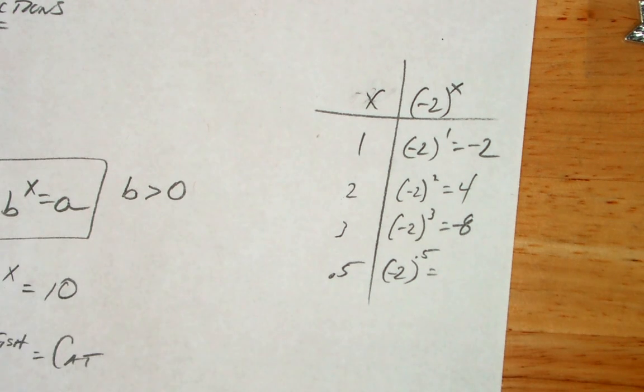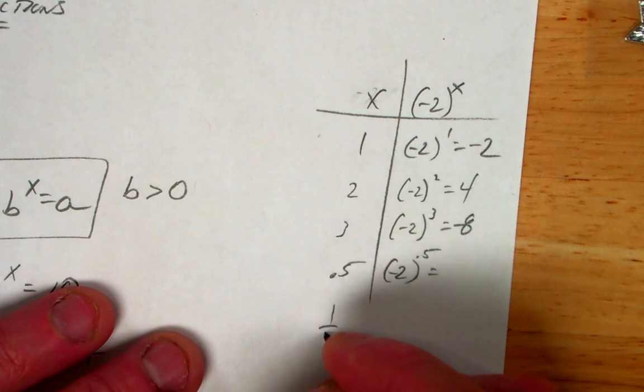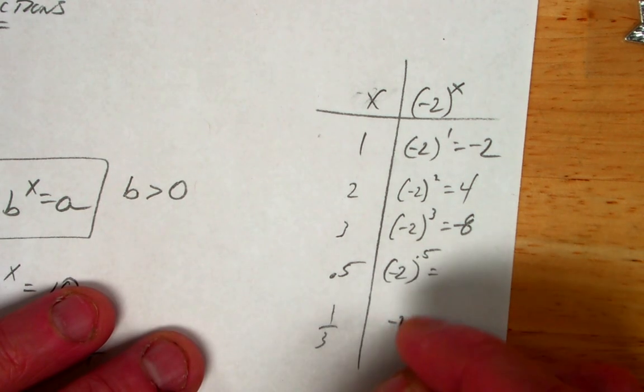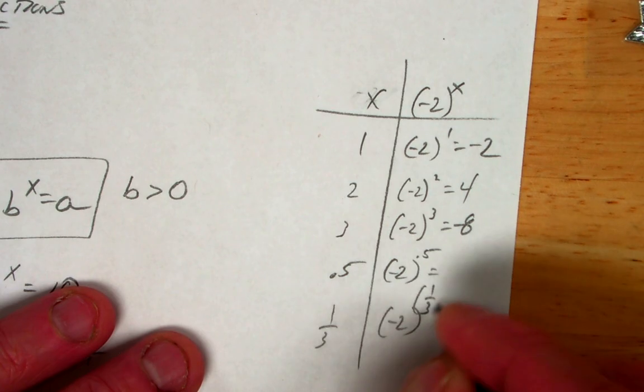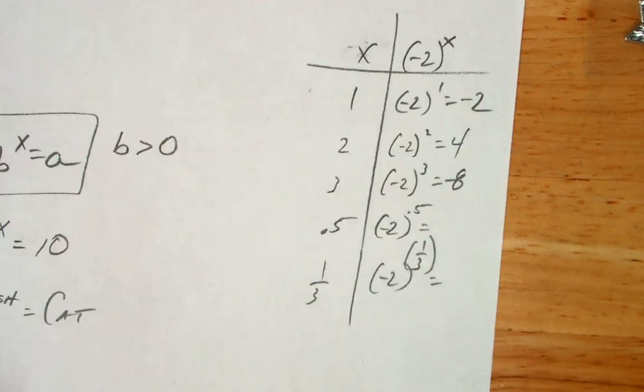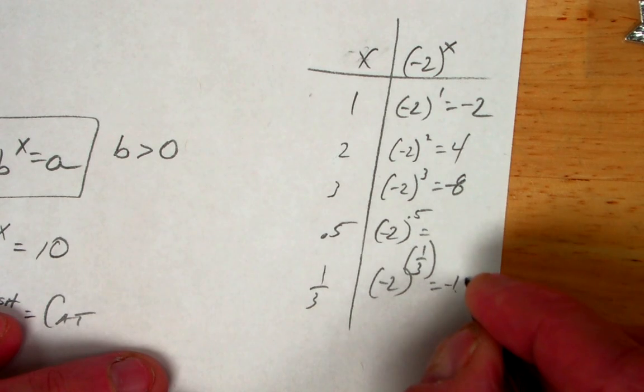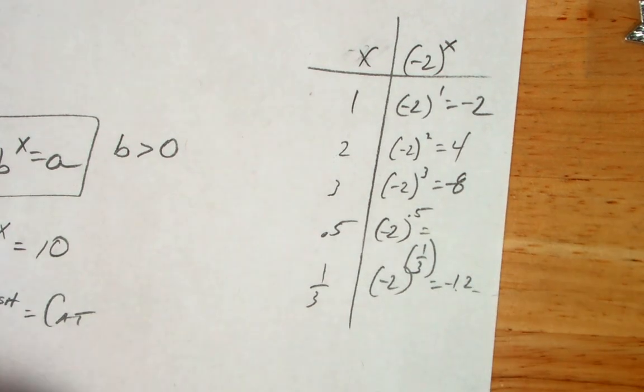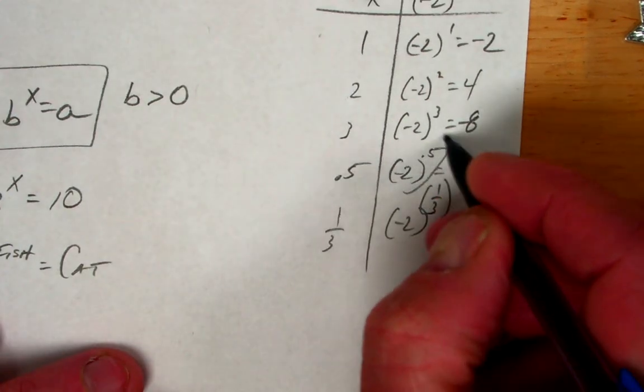Oh, it can be a fraction, but what's it? It has to be at least 1. No, because if I do 1/3, negative 2 to the 1/3, what do you get then? Negative 1.2. Okay. There's something about this that it doesn't like.